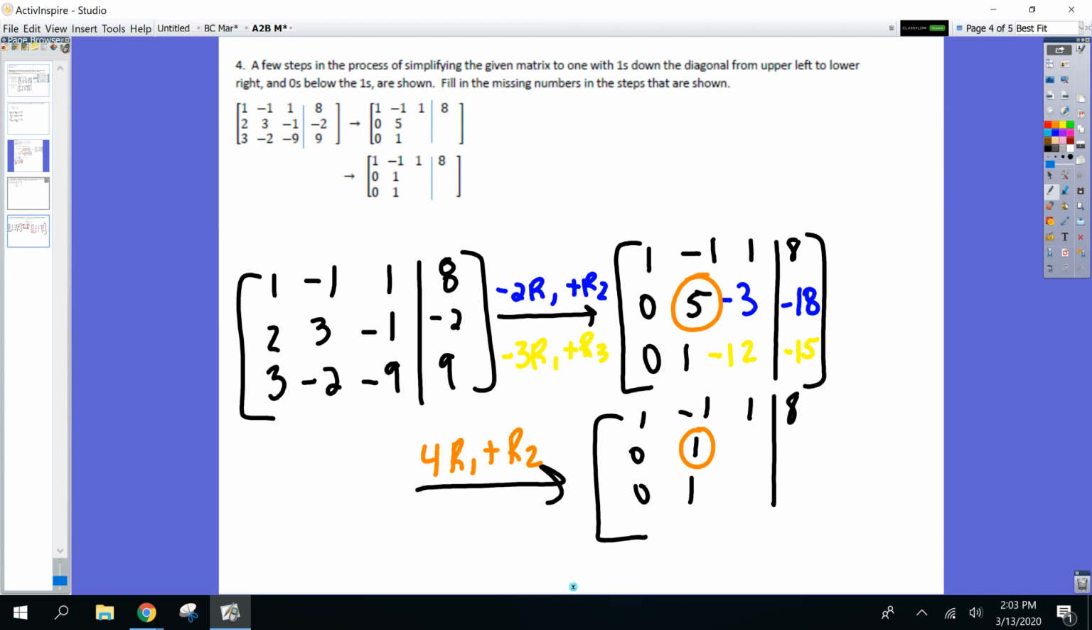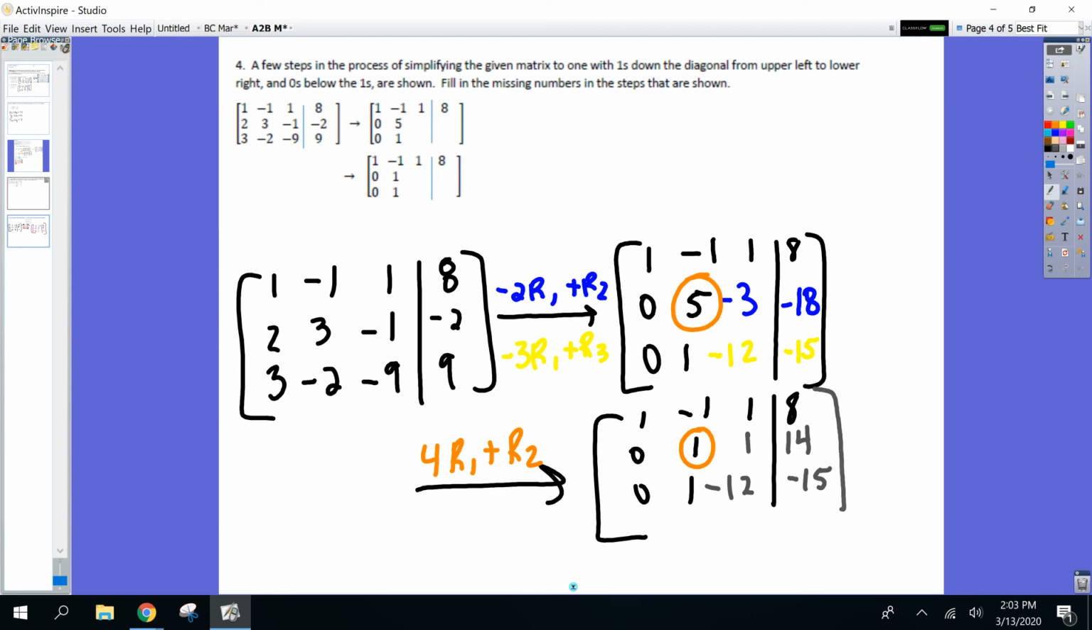I got, ready? 4 times 1 plus a negative 3. I was doing negative 4 times. 4 times 8? Good question. 32 plus negative 18. Another good question. That's why we got calcs, right? 32 plus a negative 18. That's 14. Good. And then I just rewrite the rest.